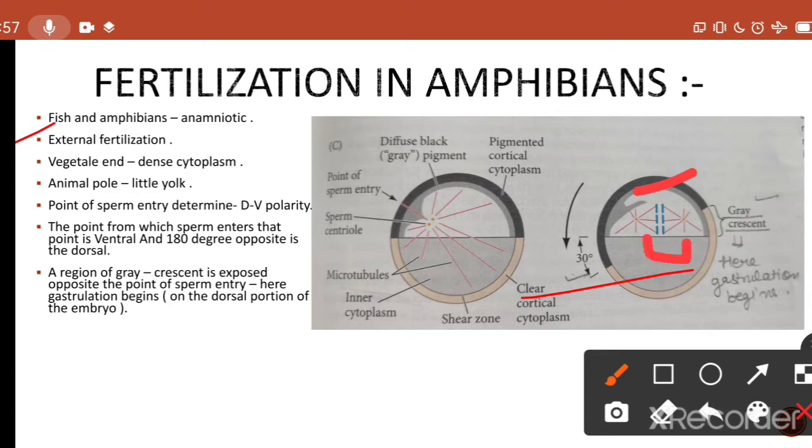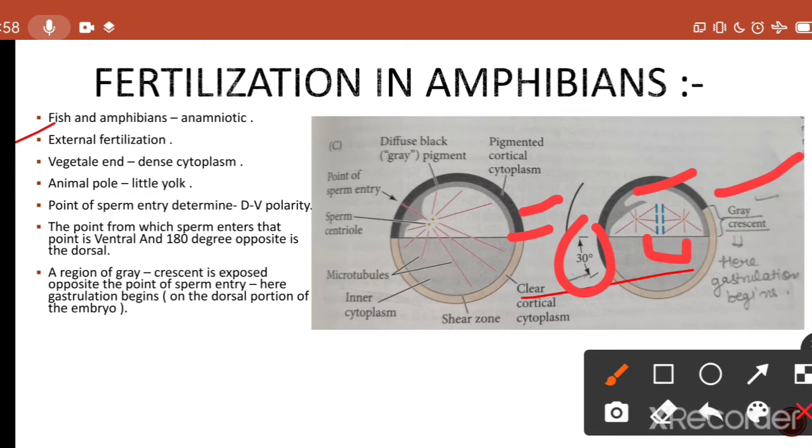The parallel tracks in the vegetal cytoplasm separate the outer cortical cytoplasm from the yolky internal cytoplasm. As we can see, this is the cortical cytoplasm, and the other one, the internal one, is the yolky cytoplasm. Due to this separation, a rotation of about 30 degrees occurs with respect to the internal yolky cytoplasm. This exposes a gray colored region known as the gray crescent.